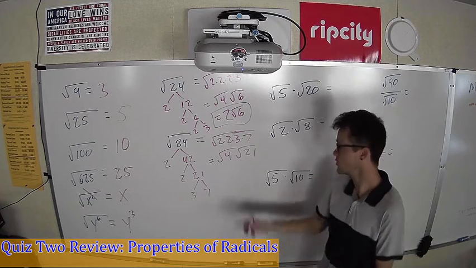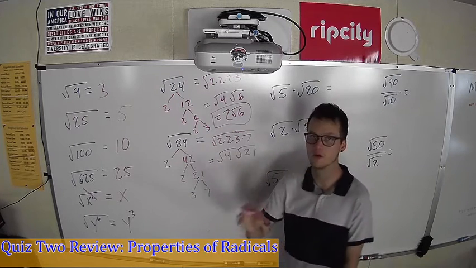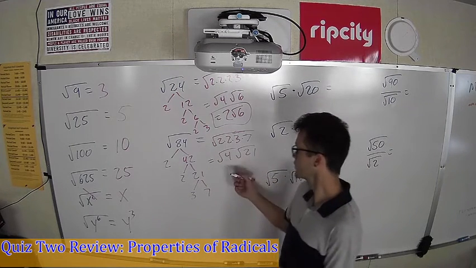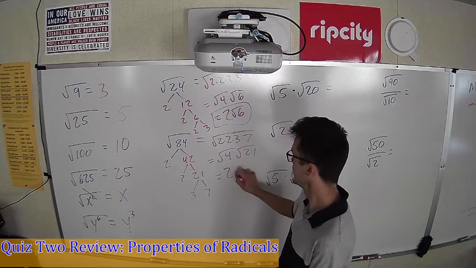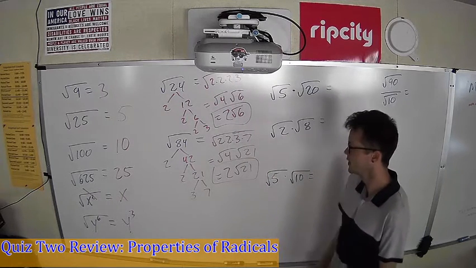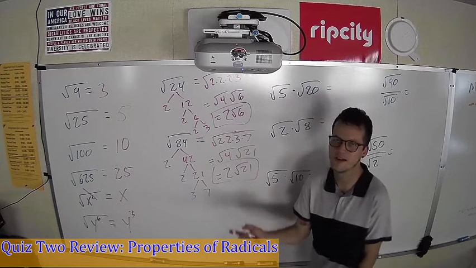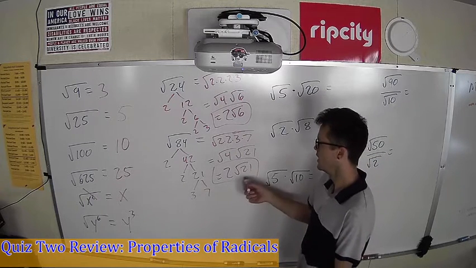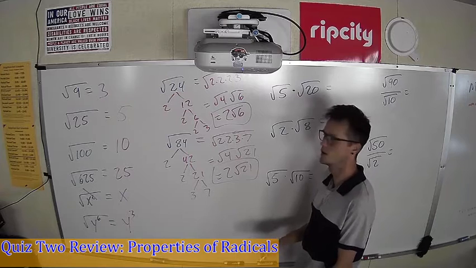Again, verify this as you go. 4 times 21 is still 84. We're still working with the same number. The square root of 4 is still 2. Root 21 doesn't have anything smaller we can do. So the simplified version, I'm not even going to call it a solution, is 2 times the square root of 21.